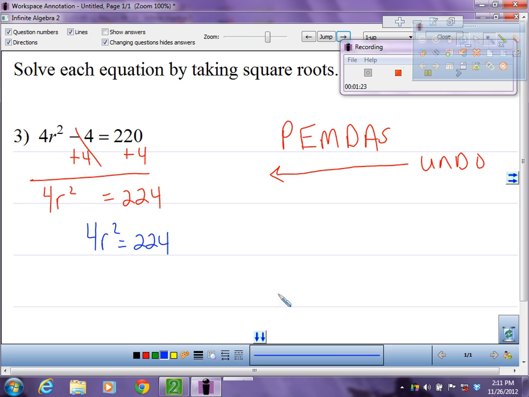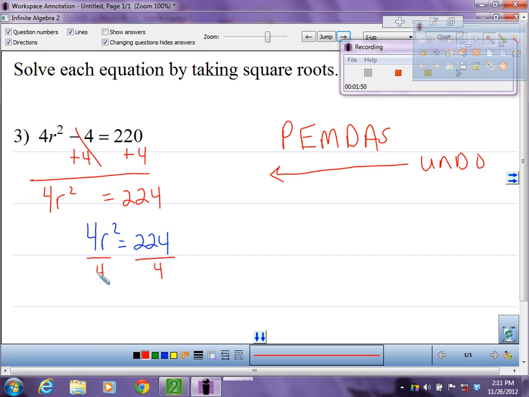But I still have to move that 4 to the other side. It's right next to the r. So when a number and a letter are right next to each other, they're multiplying. So now I'm going to jump over to multiplying and dividing. The inverse of multiplying, or the opposite of multiplying, would be dividing by 4.